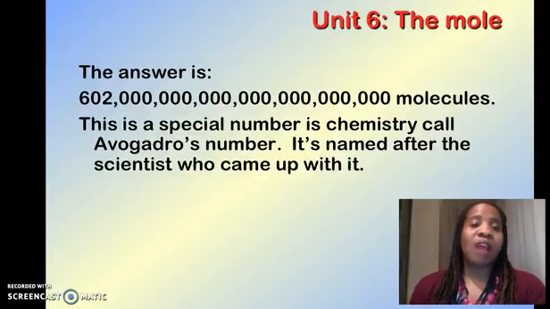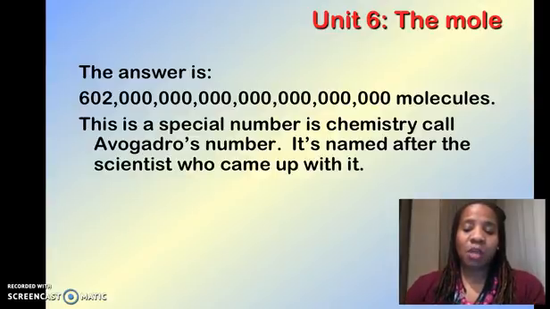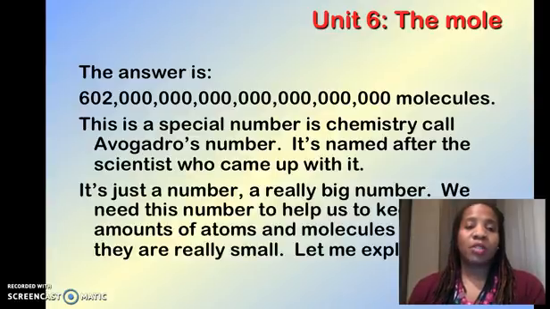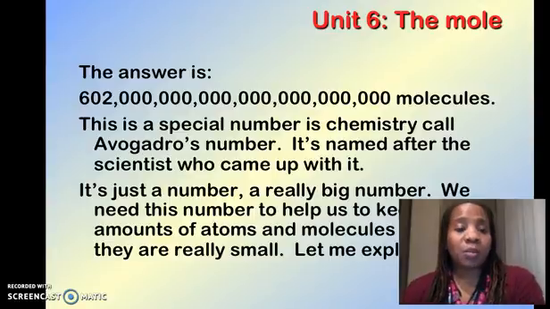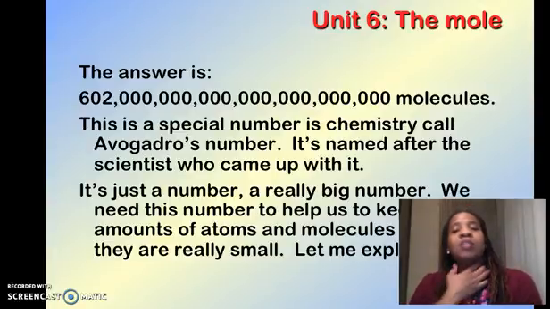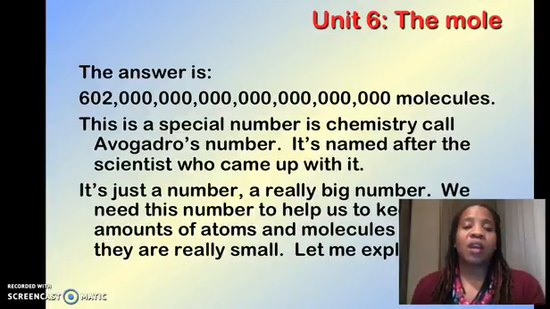But anyway, this is a very special number in chemistry. It's called Avogadro's number. It's named after the scientist who came up with it. And obviously, we can talk about how he developed it. But first, let me talk about why it's so important. It's actually just a number, just like a dozen or a pair, but it's a really big number. And the reason why we need this number is because we want to keep track of atoms and molecules that are really small. So let me explain why this number is useful.